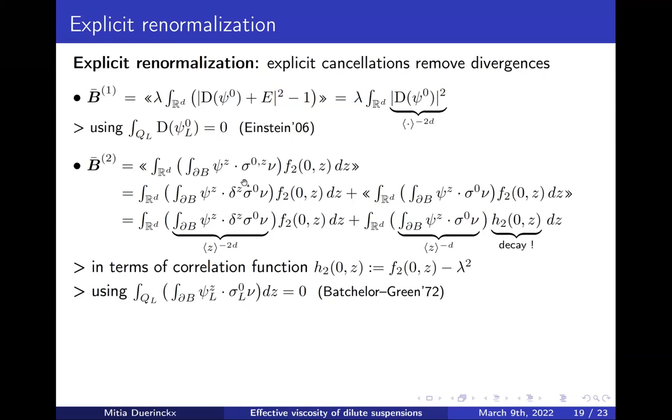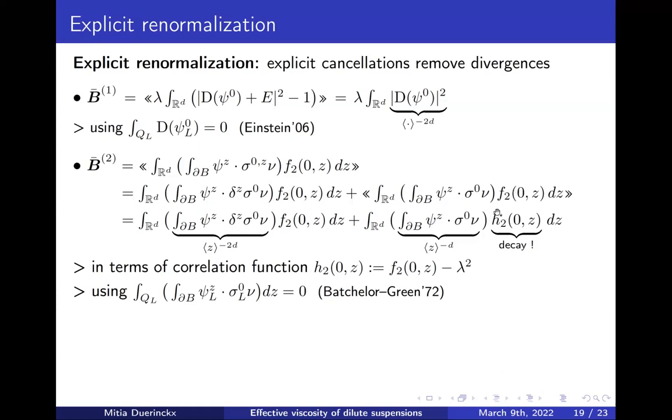So you have a formula for B bar 2. You just notice that you can split it. You use another type of cancellation. I don't want to go into the details, which is this one, which is also a very simple cancellation. You can check.